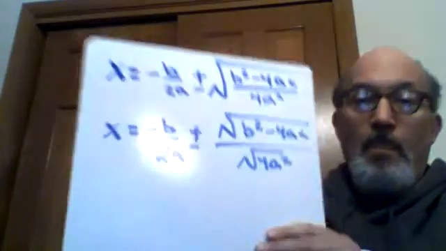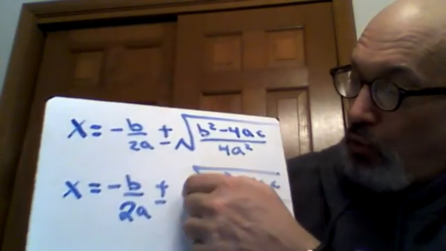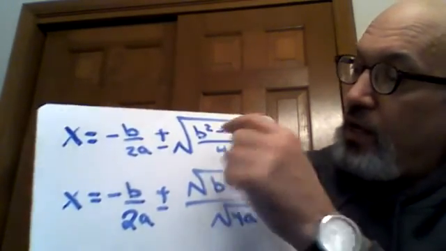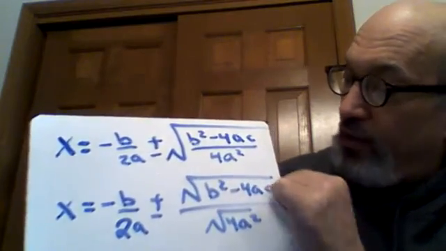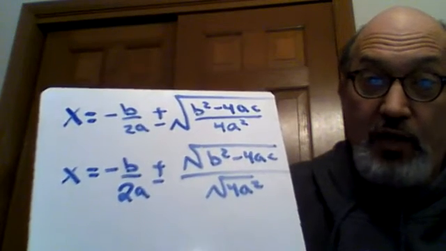We're going to rewrite what's in the square root sign. We're going to rewrite it this way. The square root of this quotient is equivalent to the quotient of the two square roots. The square root of b squared minus 4ac over the square root of 4a squared. Okay? And you should see now that we're almost there.